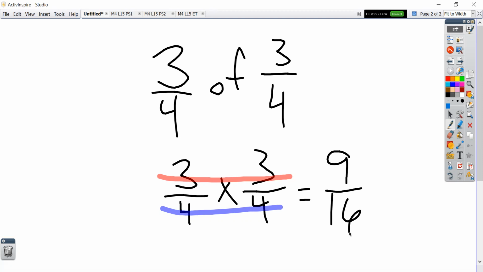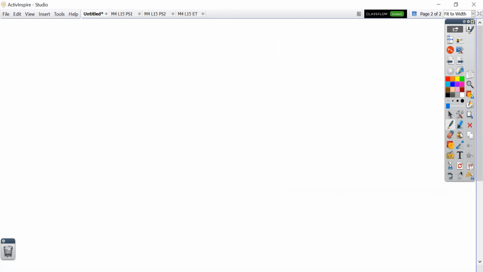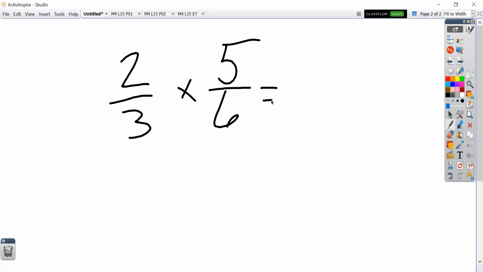Let's do one more where I know we'll have to simplify. Let's do 2/3 times, oh shoot. Wow, I can't think. Let's do 5/6. Sorry, I was trying to do the math in my head to make sure that we could simplify it. Whew. This is a good example though. Took my brain a second.